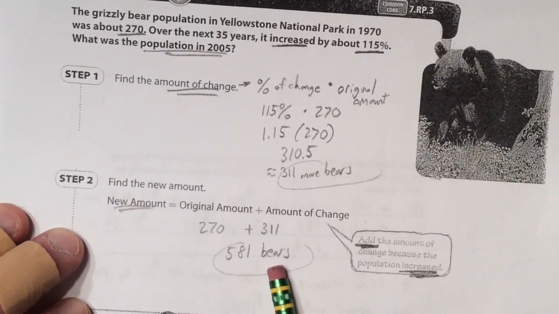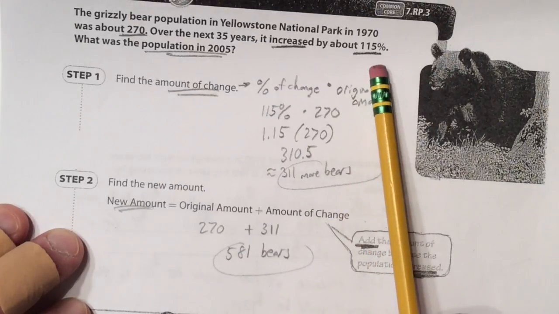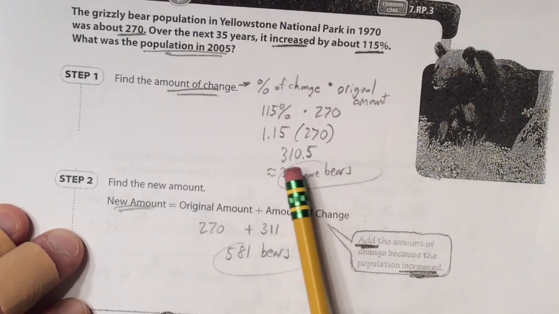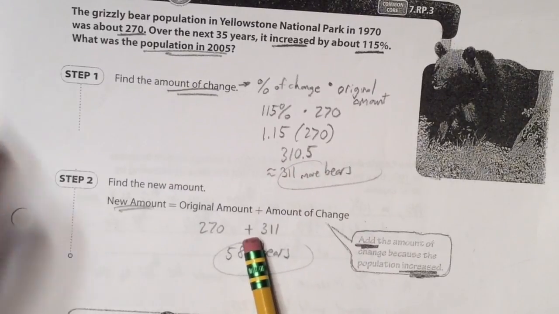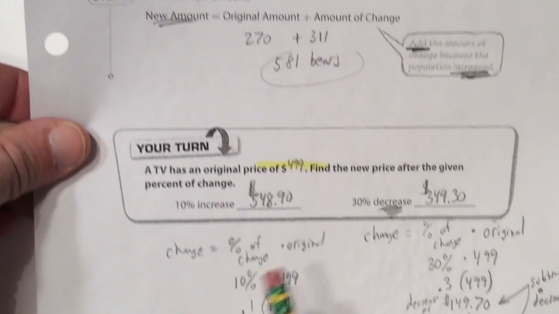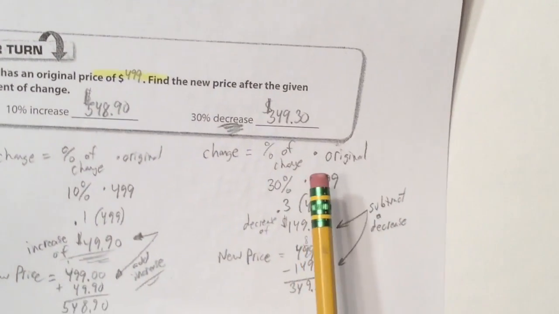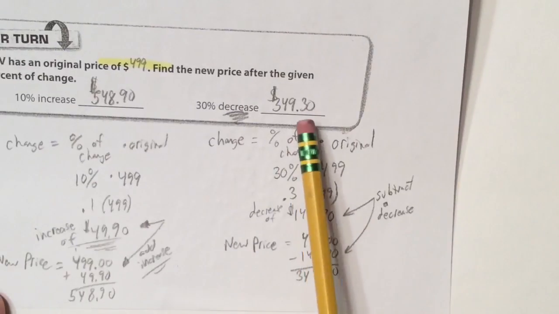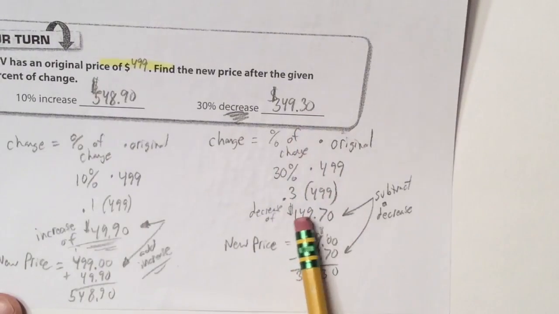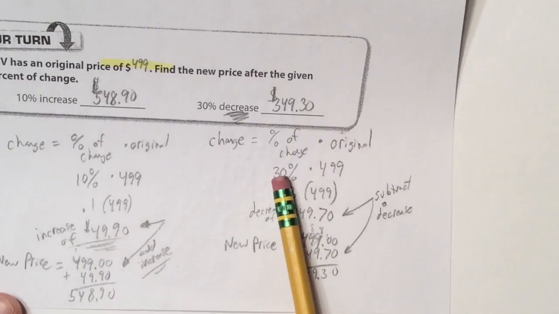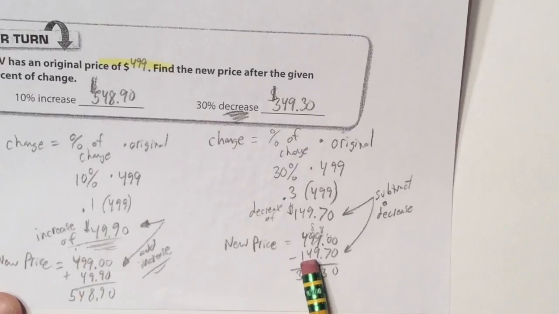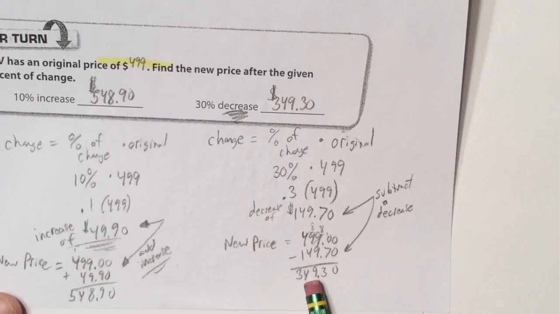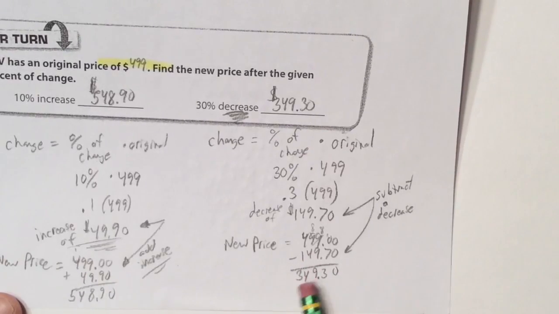A common mistake people make is saying this is 581%, but we already know the percentage. We're finding the change, and we take the change and we either add it if it's an increase, or like they have at the bottom here, an example of a decrease, where we take that amount of change we get from multiplying the percent times the original, and we subtract the decrease to get the new amount. In this case, it's a price. We call it the new price.